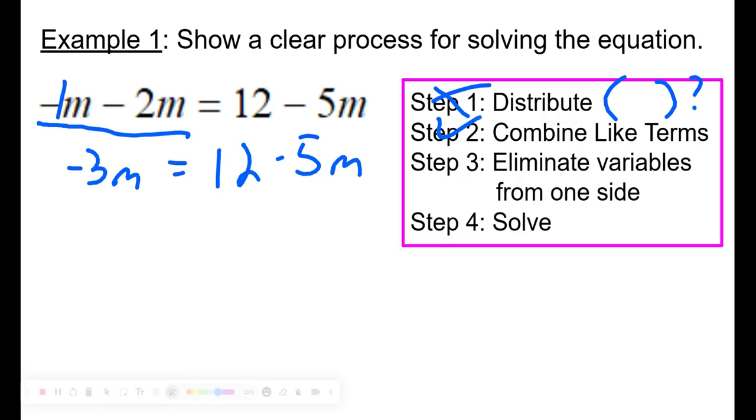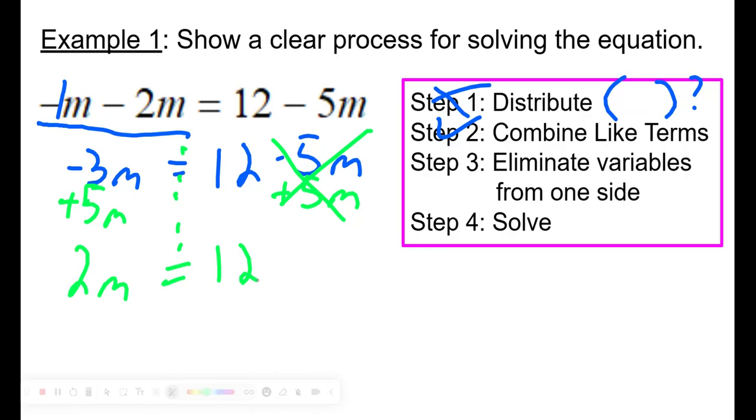Eliminate the variable from one side. I definitely want to move this negative 5 over. I'm going to add 5m here, plus 5m here. I can only combine the like terms even when I'm on separate sides of the equal sign. I can't add 12 plus 5m, that's not going to work. They have to be exactly the same. That eliminates the right side. Negative 3 plus 5 is 2m equals 12.